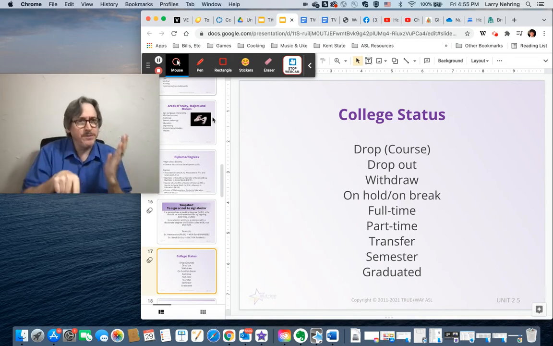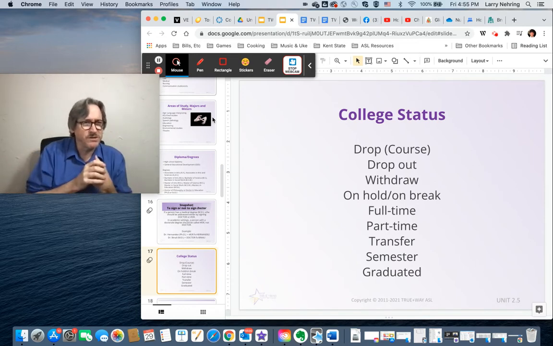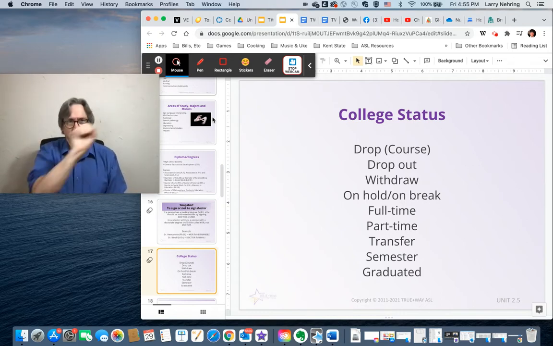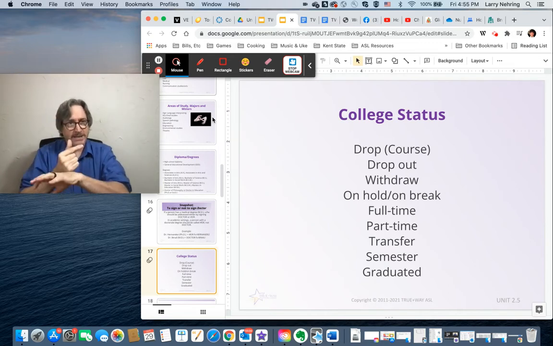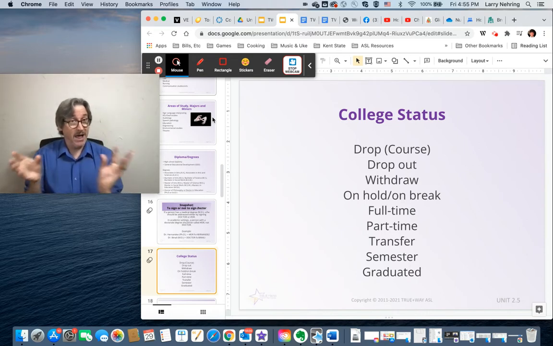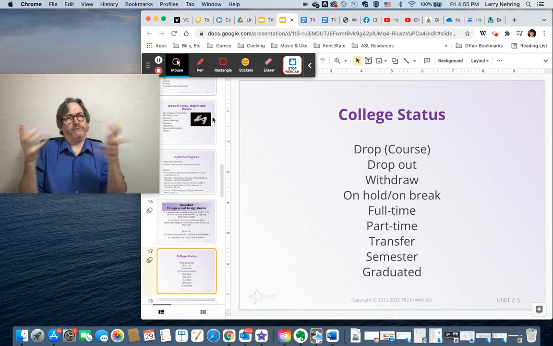Semester. Now, it used to be we would sign quarter as well, semester and quarter, but most schools have dropped the quarter system, so just semester. And it's just like drawing a 7 for school. And then graduation, graduated. If you're talking about graduated, most often we will add finish. So graduate.